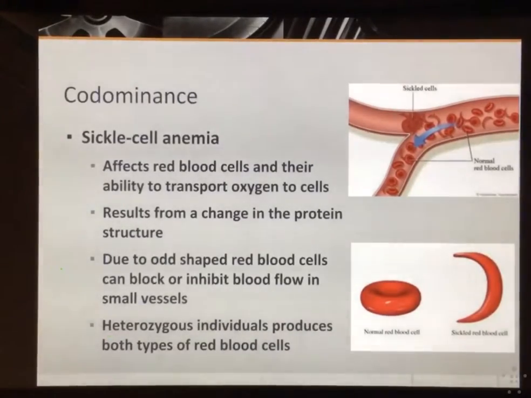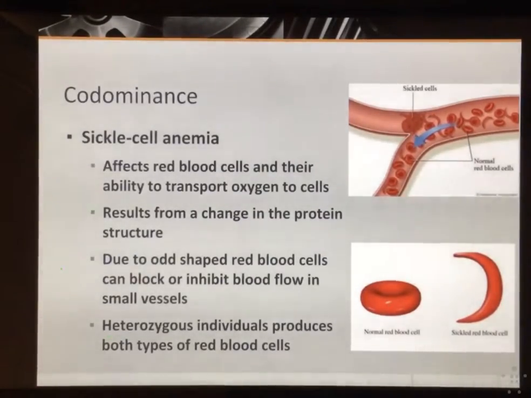So this can be very serious, sickle cell anemia. It results from a change in the protein structure. So, when we talked about transcription and translation, a mutation has occurred in these individuals, or in an individual long ago, that caused this gene to occur. That one nucleotide that was changed in the DNA resulted in a different amino acid. That one different amino acid changed the polypeptide chain that was produced through translation. When that polypeptide chain folded, it didn't fold the same way.